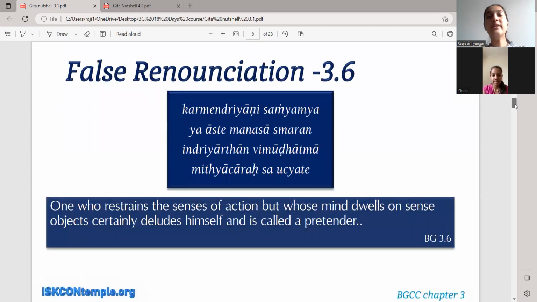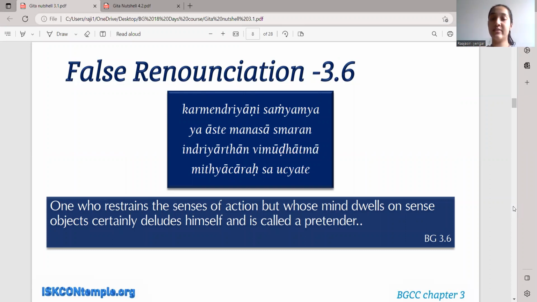Okay. So what do we see about false renunciation in the Bhagavad Gita 3rd chapter? I'm going to read the 6th verse of the 3rd chapter. Karmendriyani samyamya ya aste manasasmaran indriyarthan vimudhatma mithyachara sa uchyate. Mithya in Sanskrit means false. So the translation is like this: one who restrains the senses from certain actions, but whose mind dwells on sense objects, certainly deludes himself and is called a pretender.